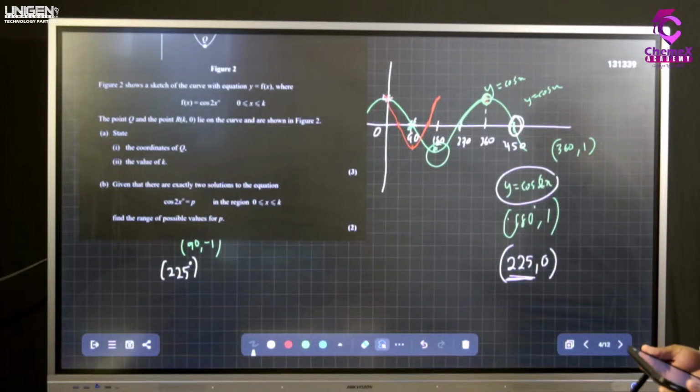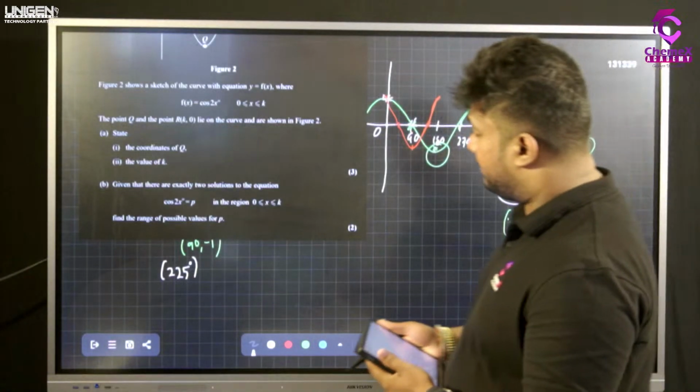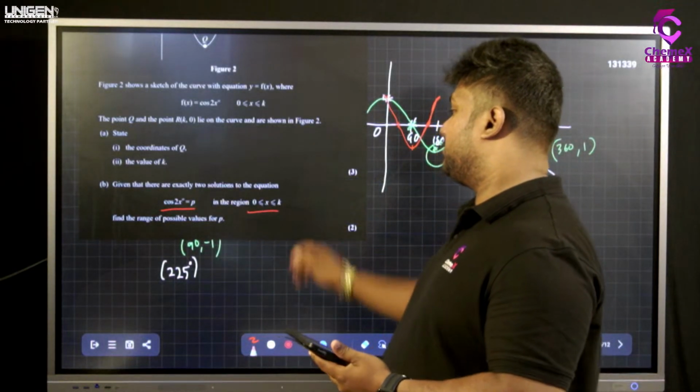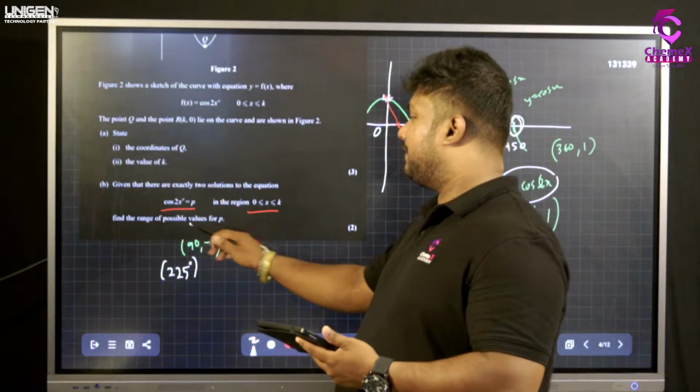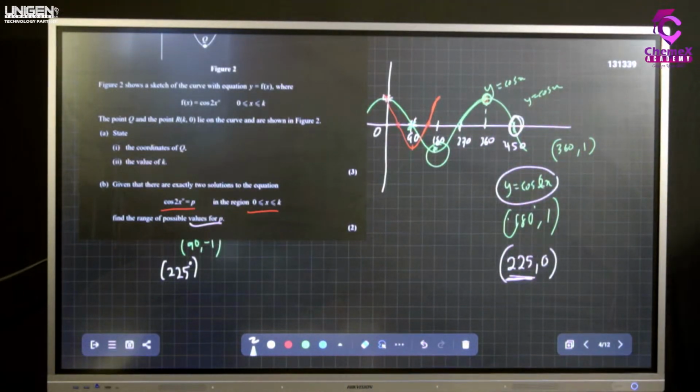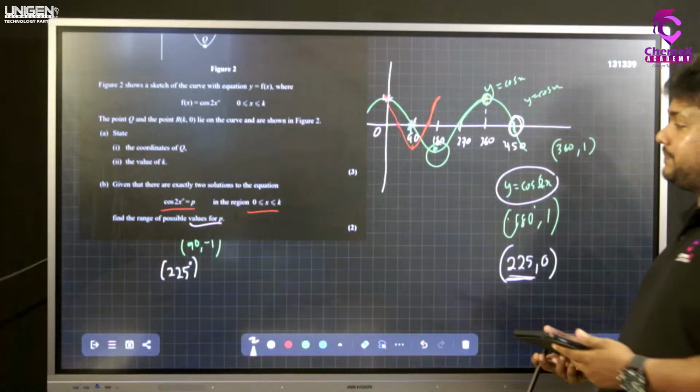Given that there are exactly two solutions to the equation y equals 2x equals p between these two ranges, find the range of values of p. So how do you find it? How to find the range of values of p?